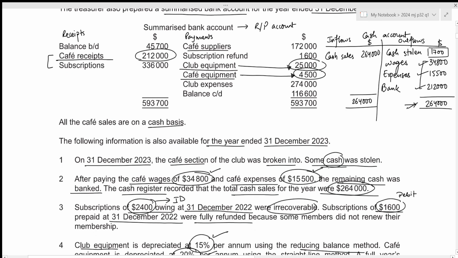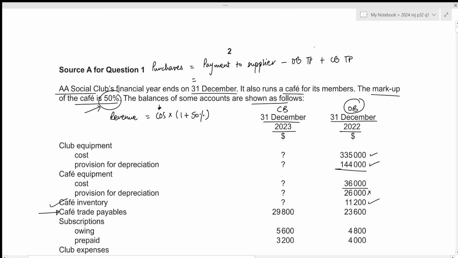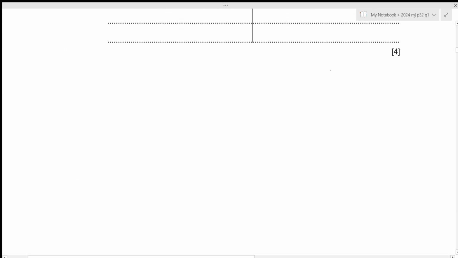In this case, the payment to supplier was 172,000. Then we have the opening balance of trade payables right here. The opening balance is 23,600. We subtract it. And we add the closing balance, that is 29,800. And this is just the equation that we prepare by following the format of the purchases ledger control account. In this case, we do not have other entries such as discount or contra, so we only focus on the payment made to supplier, the opening balance of trade payables, and the closing balance of the trade payables. So the total purchases during the year will be 172,000 minus 23,600 plus 29,800, which results in 178,200. This is the value for the purchases.